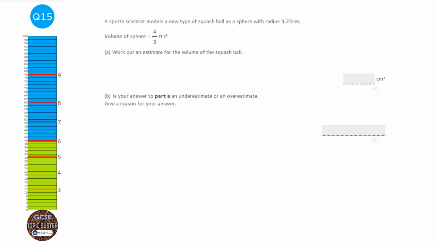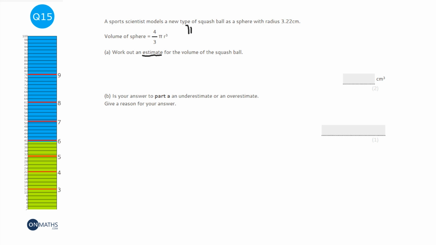Okay, so the most important word in this question is this word here. As soon as you're asked to estimate something, it means you're going to round all of the numbers to normally one significant figure. There are a few exceptions like square roots where you round it to the nearest square number. So we're given this formula here, and we're given 4/3 times pi times r cubed. So what I need to do is write down what I'm rounding everything to first.